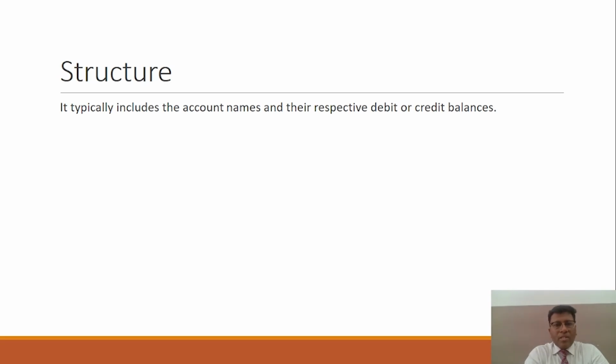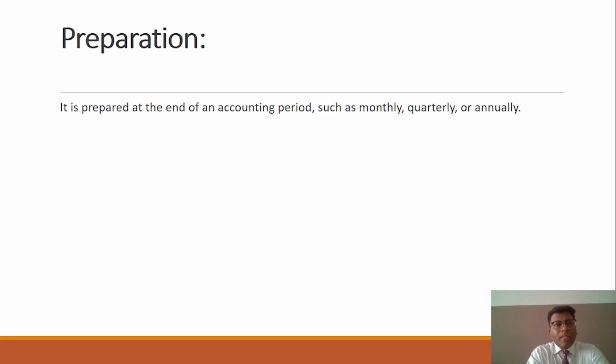And what exactly is the structure? First of all, we should discuss the structure. It typically includes the account names and their respective debit and credit balances. It is not a very big or huge structure. Only the account names, whatever accounts were opened in the ledger, and you have to take the balances from the ledgers, and those balances are written in the trial balance. So you mention the account names in the trial balance, and you consider the debit and credit balances while preparing it.